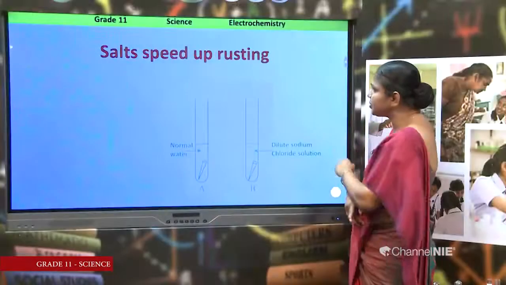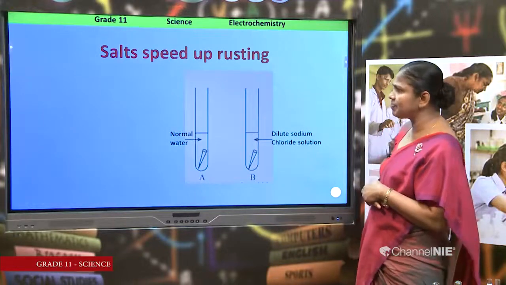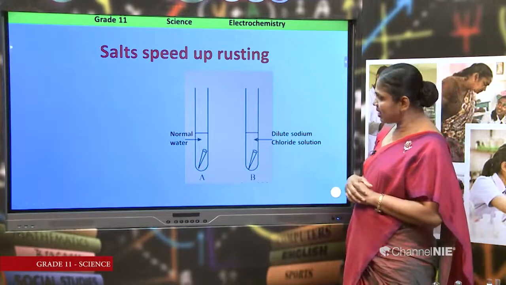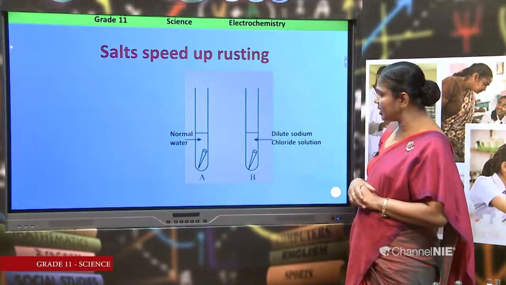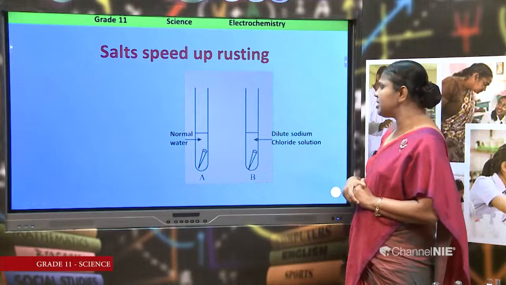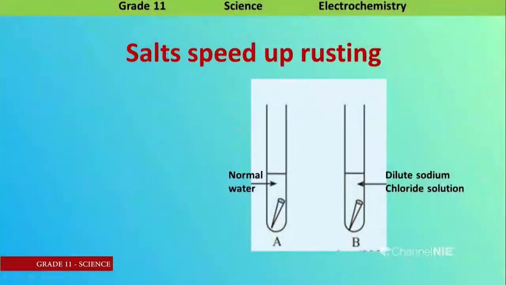And salts too speed up rusting, children. See, here 2 iron nails, clean iron nails. One is placed in normal water and the other one is placed in dilute sodium chloride. It's a normal common salt solution. When you place these iron nails and observe after a few hours, you will see the iron nail in B with sodium chloride has rusted more. That means salts speed up rusting.